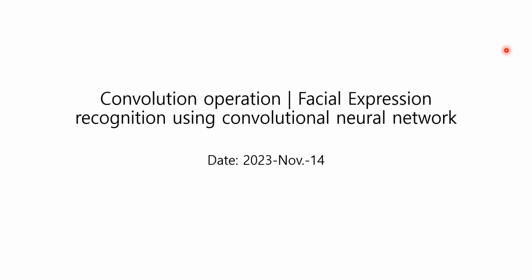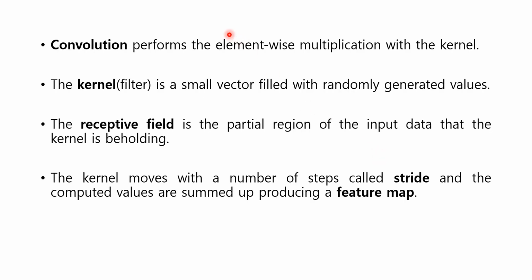Hello everyone, in this video you will be learning about convolution operation and facial expression recognition using convolutional neural network. Convolution performs the element-wise multiplication with the kernel. The kernel or filter is a small vector filled with randomly generated values. The receptive field is the partial region of the input data that the kernel is beholding. The kernel moves with the number of steps called stride, and the computed values are summed up producing a feature map.